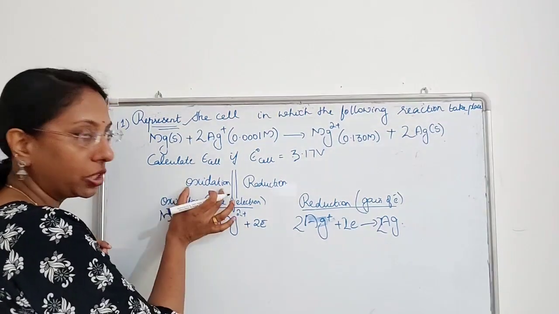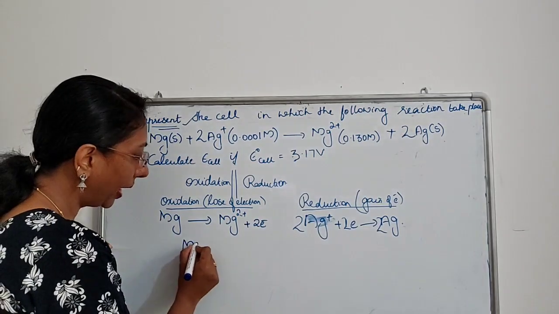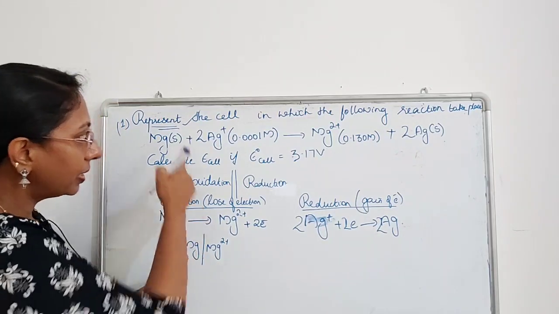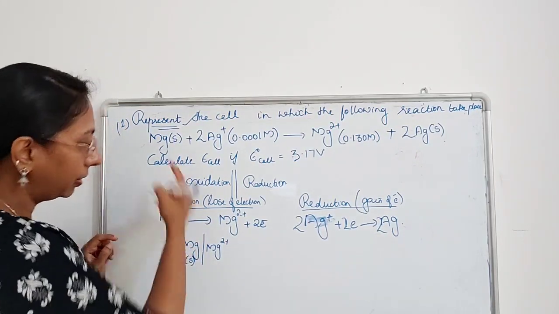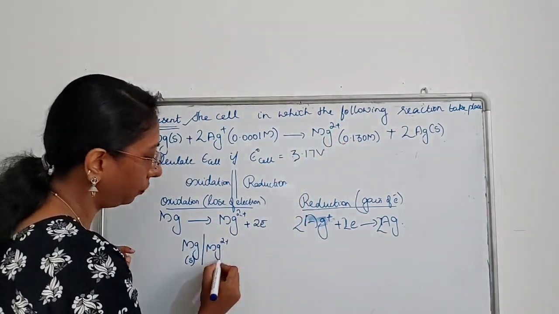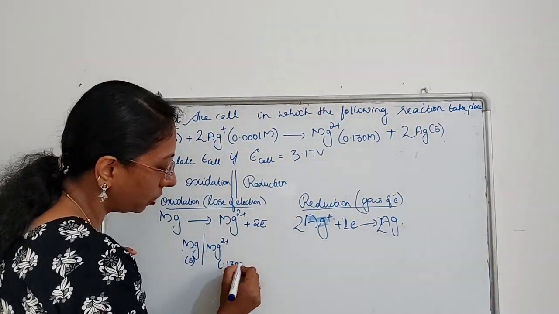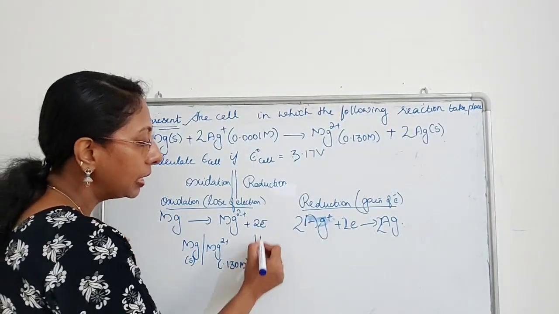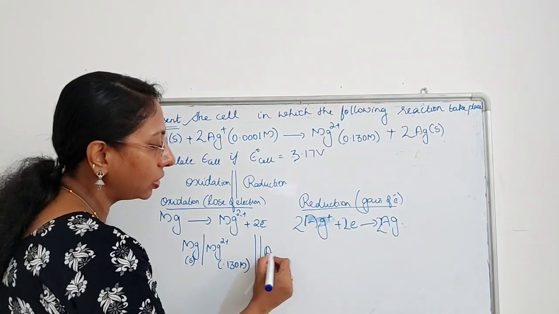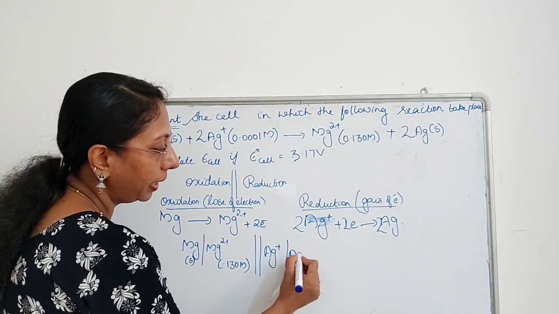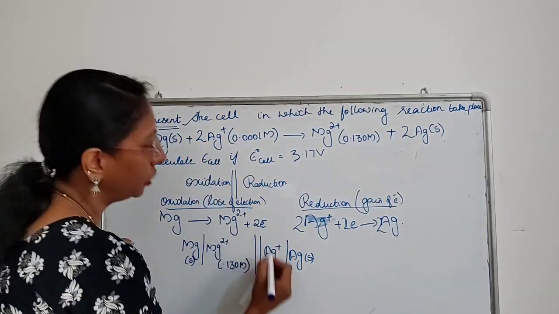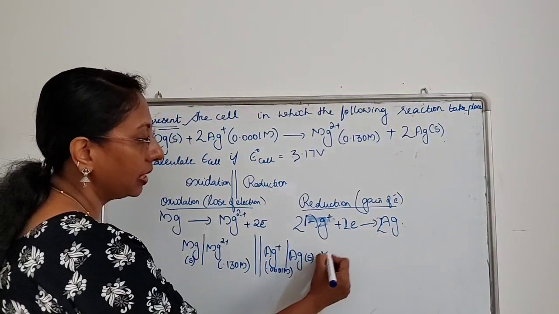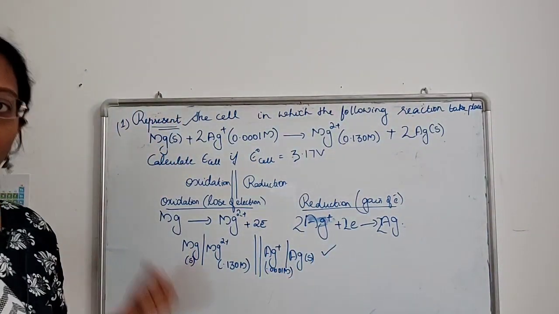So first, oxidation. Oxidation means loss of electron. So Mg | Mg2+. What is the nature of Mg? Mg is solid, as given in the question. Whatever the concentration or state is, whether aqueous or otherwise, you have to represent it in the cell representation. Then double bar. Who has undergone reduction? Ag. Ag+ | Ag. Ag is solid, and the concentration of Ag+ is given as 1 mole. So this is the answer for the first part, represent the cell. So we have represented it.